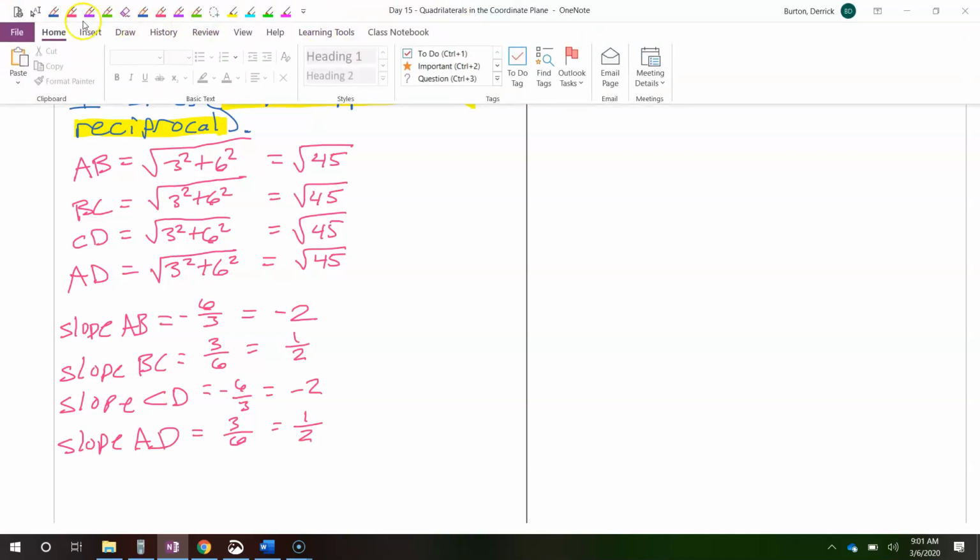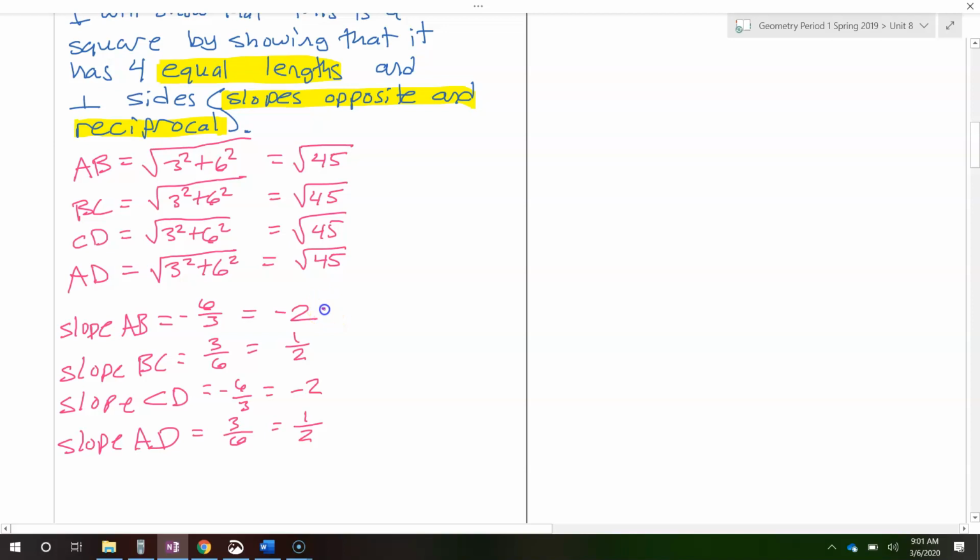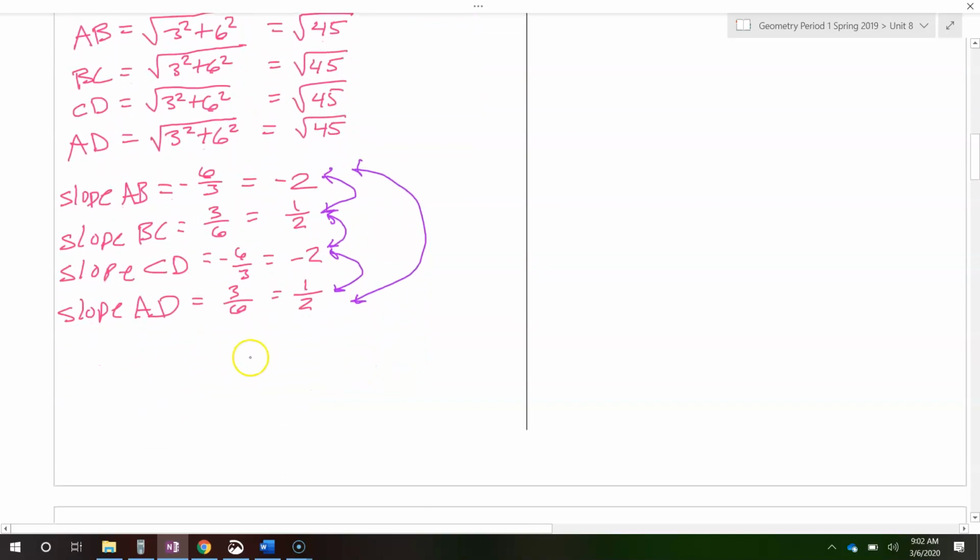Okay, so notice these connections, wonderful children. What do you notice when you look at the -2 and the 1/2? Those are opposite and reciprocal. Okay, and you see it everywhere you go. We did these in order, so it's easy to see consecutive sides. If we look at the next pair, 1/2 and -2, those are opposite and reciprocal. And then to wrap it around, AB and AD are right next to each other as well, and again they are opposite and reciprocal. So every pair of consecutive sides are opposite and reciprocal. That means every pair of sides is perpendicular. And now it's time for the conclusion.